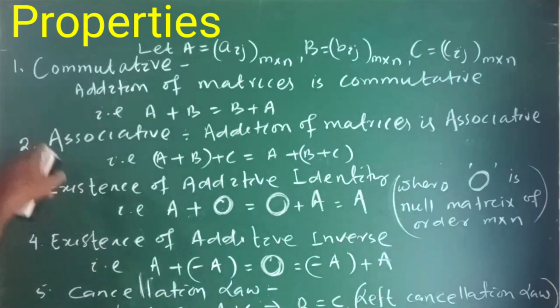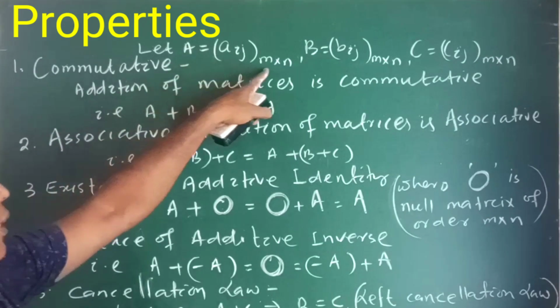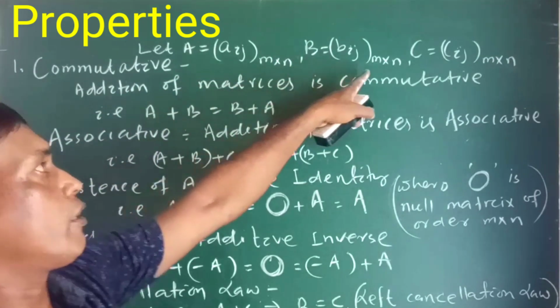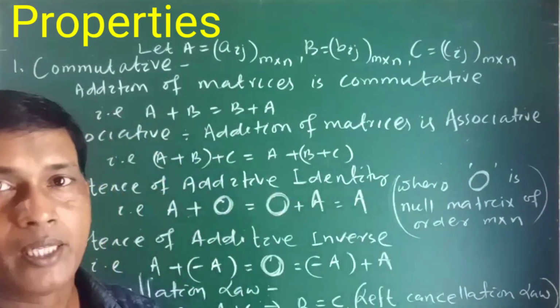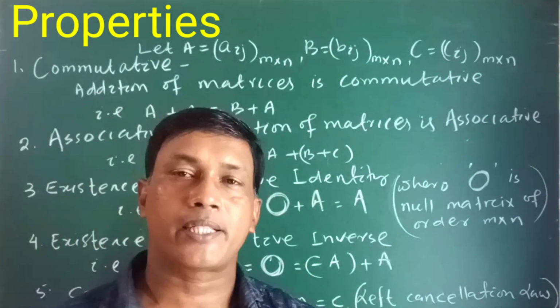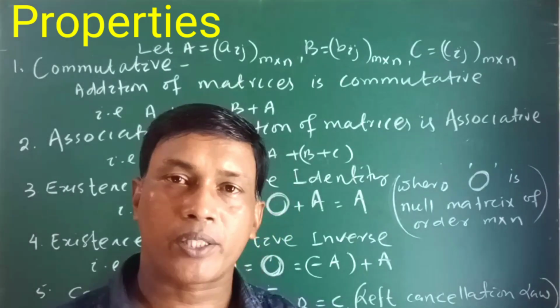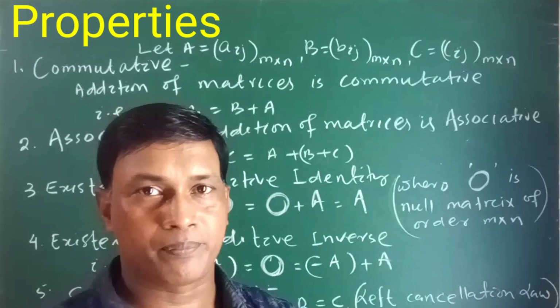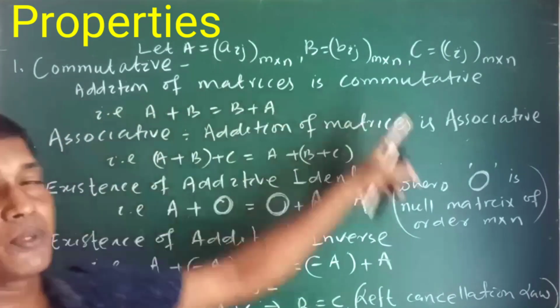So the first property: let A be a matrix Aij of order m cross n, B a matrix Bij of order m cross n, and C a matrix Cij of order m cross n. Suppose A, B, C are three matrices of the same order. So here A, B, C three matrices have the same order. What order? m cross n.